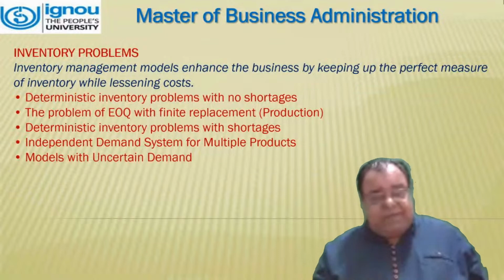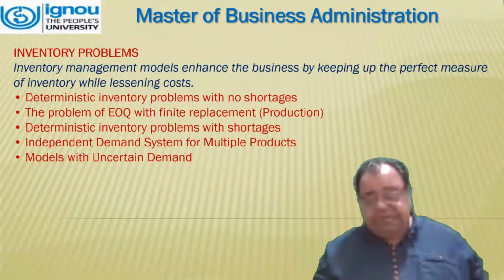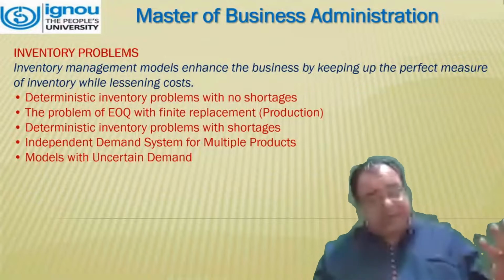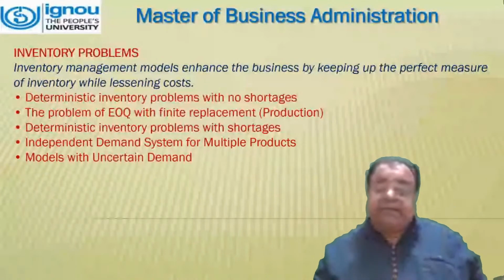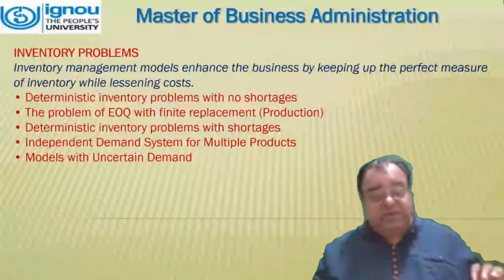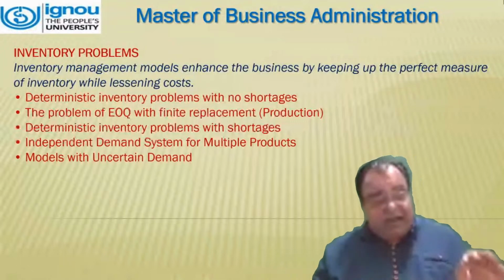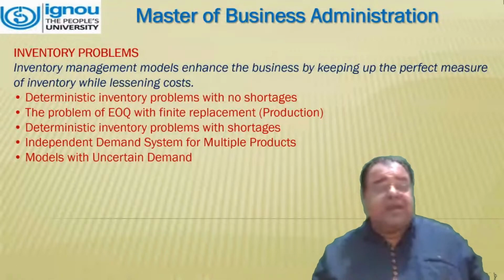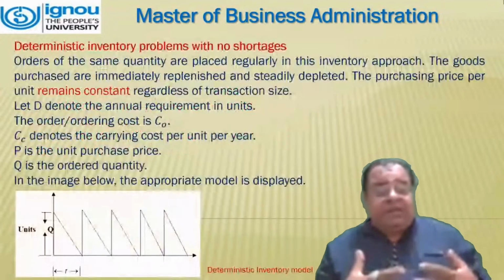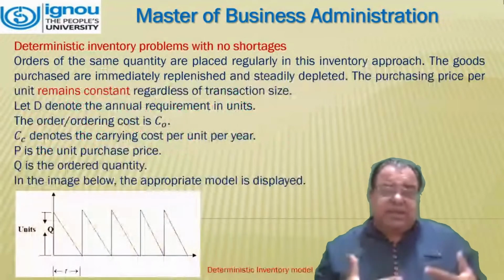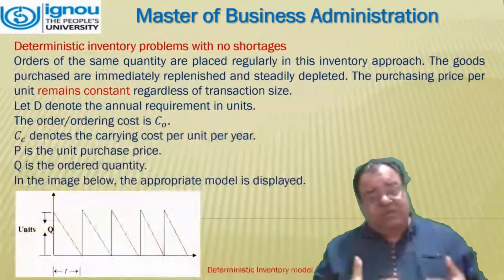Deterministic inventory problem with no storage shortages. Problem of economic replacement, that is production. Deterministic inventory problems with shortages. Infinite demand for multiple products and models with uncertain demand. We'll see. First of all, we will start with deterministic inventory problems with no shortages.